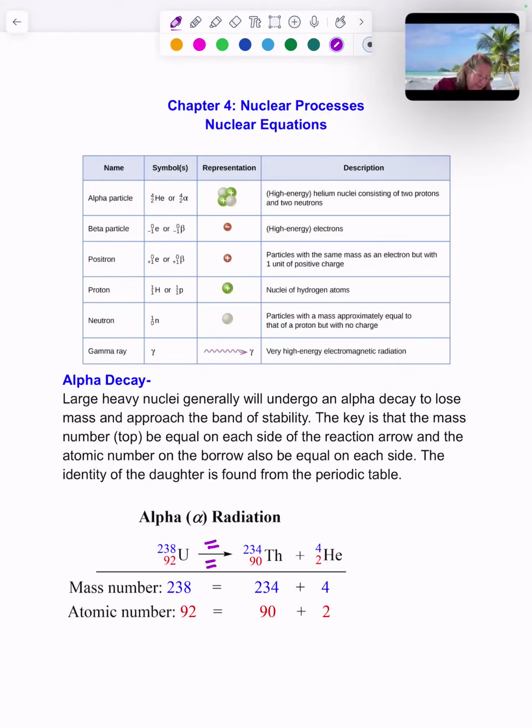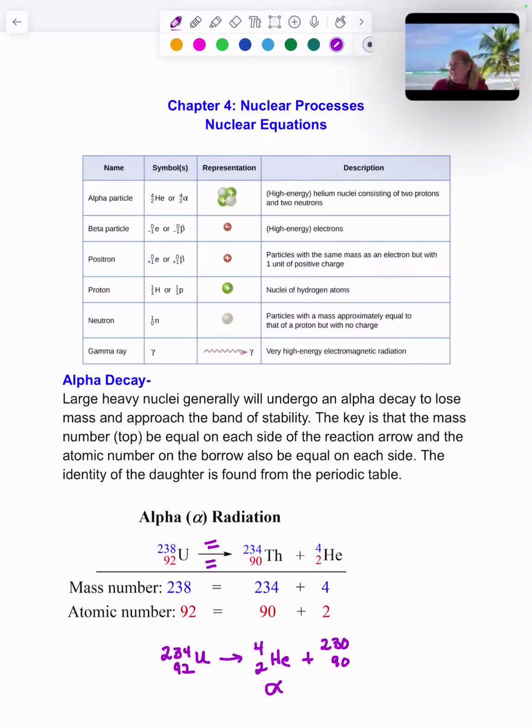So if we had a different one like uranium 234, it's got a different mass. If it underwent an alpha decay, and notice I'm not putting a fraction bar in here, it's just mass over atomic number, we can predict what this daughter is. Remember, parents decay into daughters. The helium or alpha particle is an ejected particle. Well, the top numbers have to add up on either side, so that's going to be 230, because 230 plus 4 is 234. What do I add to 2 to get 92? Well, that's going to be 90.